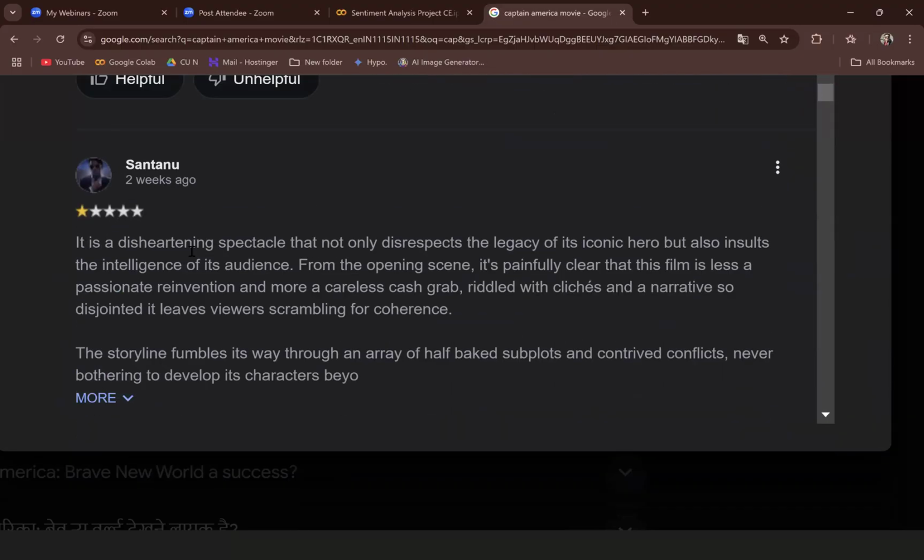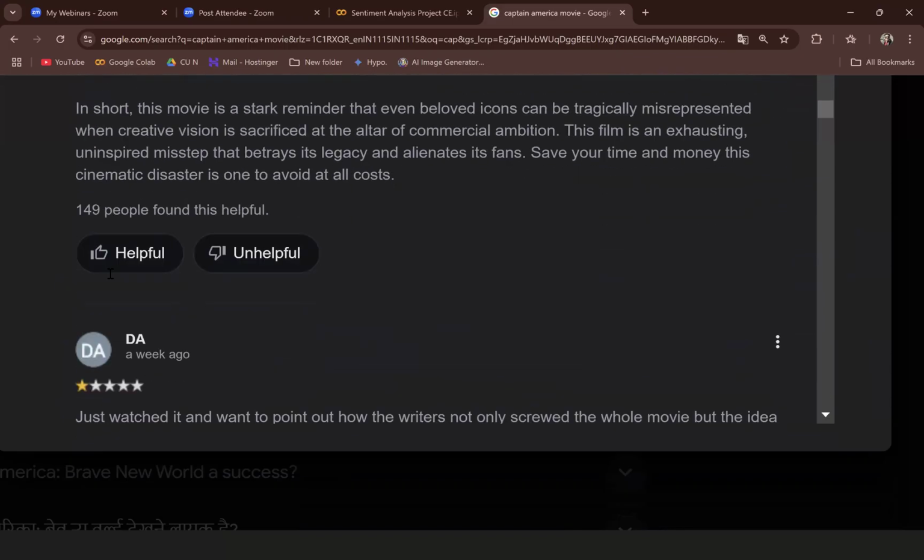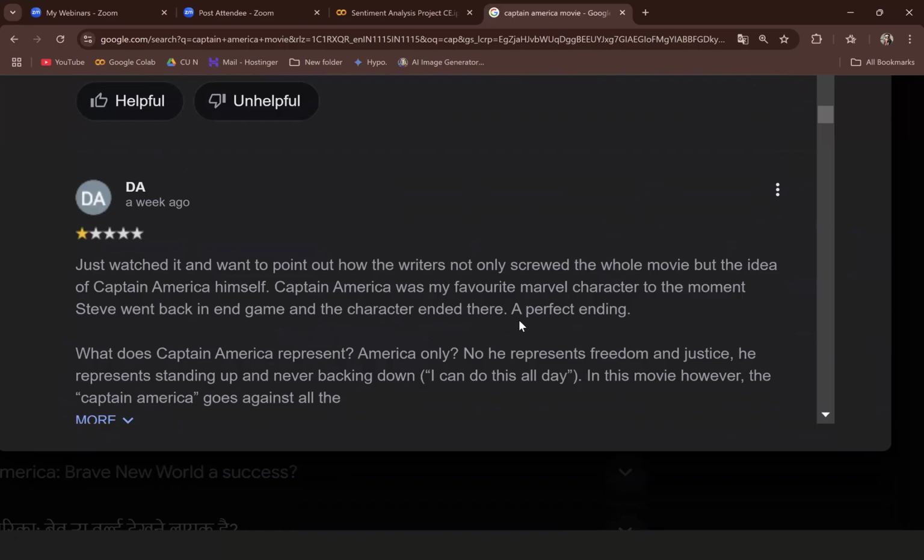See, it is disheartening to see a spectacle that not only disrespects the legacy of the iconic hero. So this is something negatively inclined. Again, go for the next one. Just watched it and want to point out how the writers not only script the whole movie.